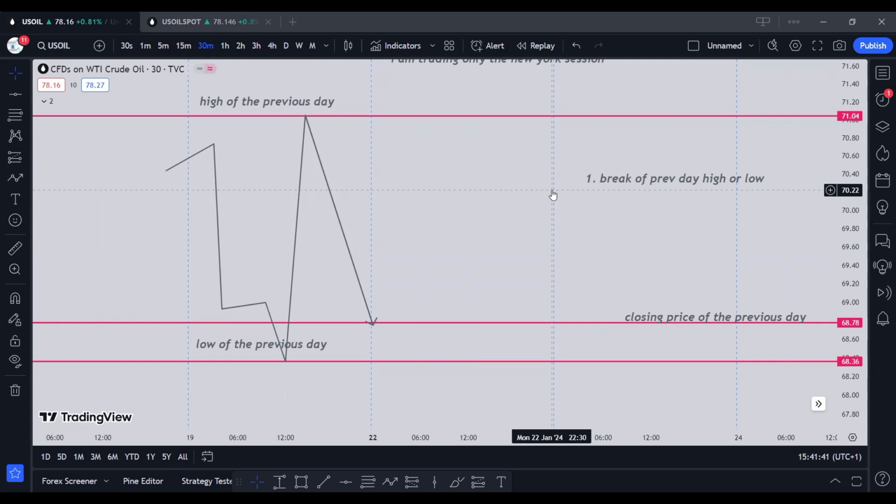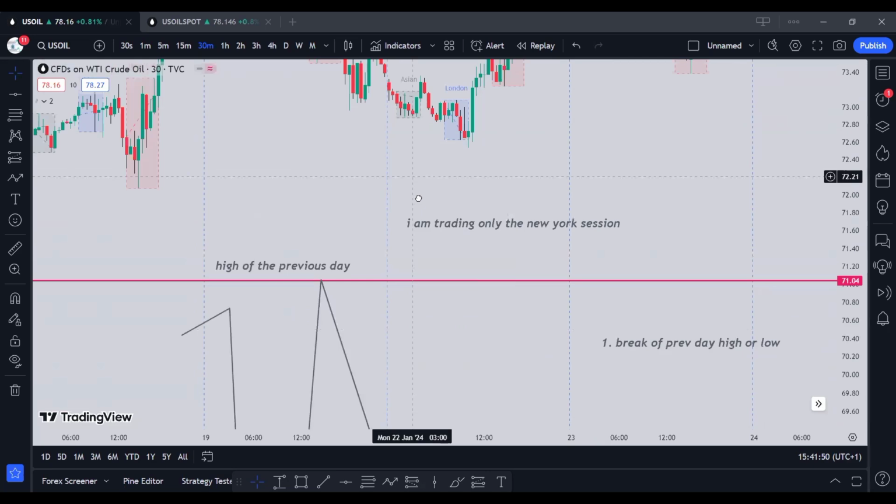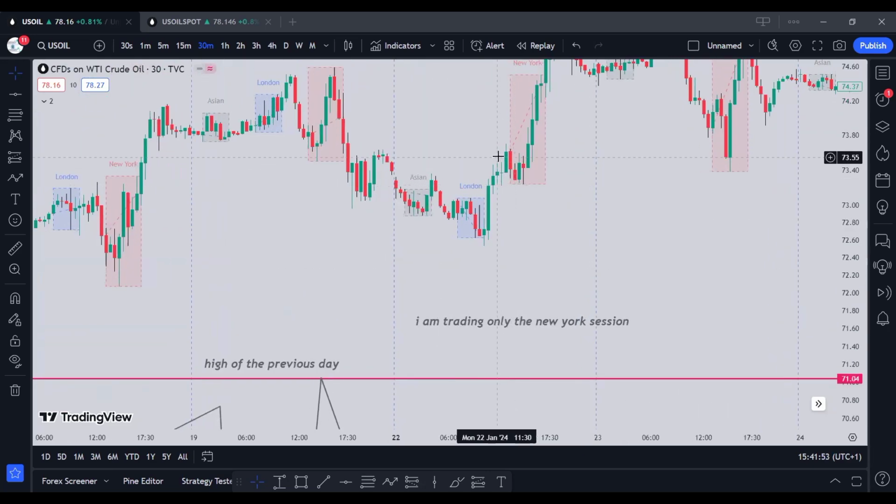Number one, I'm trading the New York session. You know when the New York session starts? It starts 1 hour after the... Let me show you what I mean. This is when the New York session started from. But this is what I want to see. This is when the New York session started from, right?